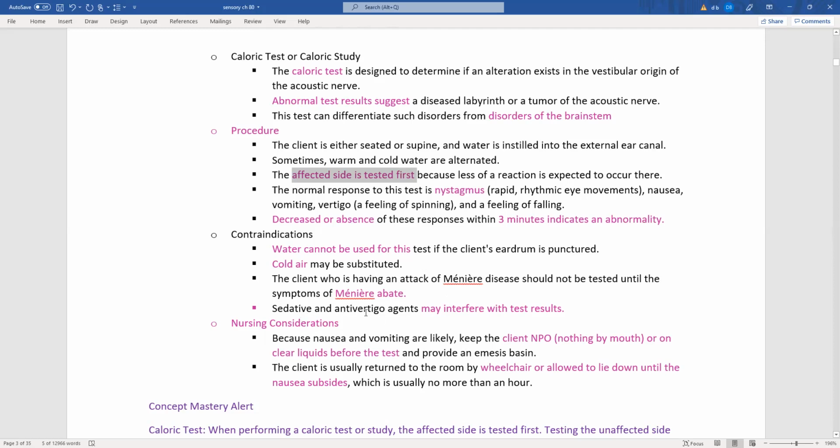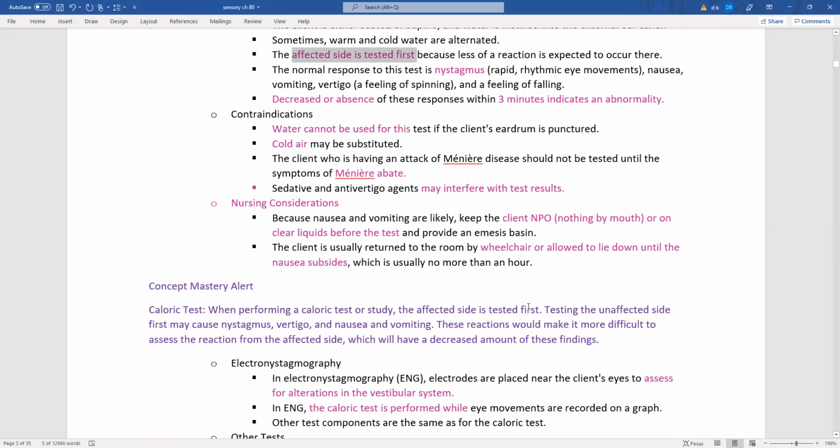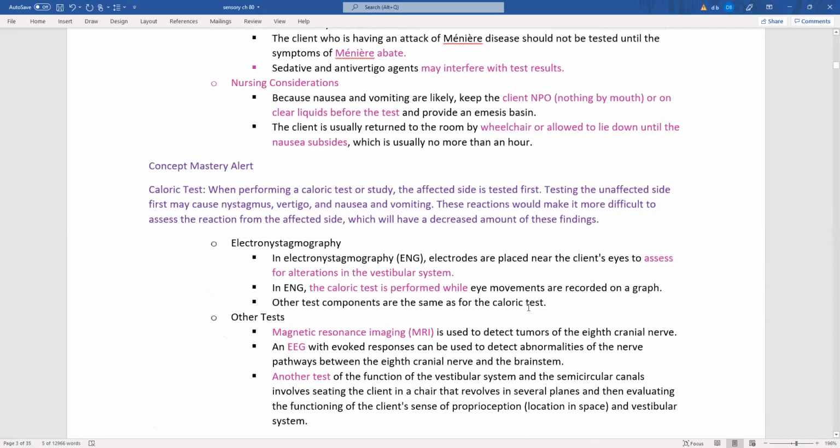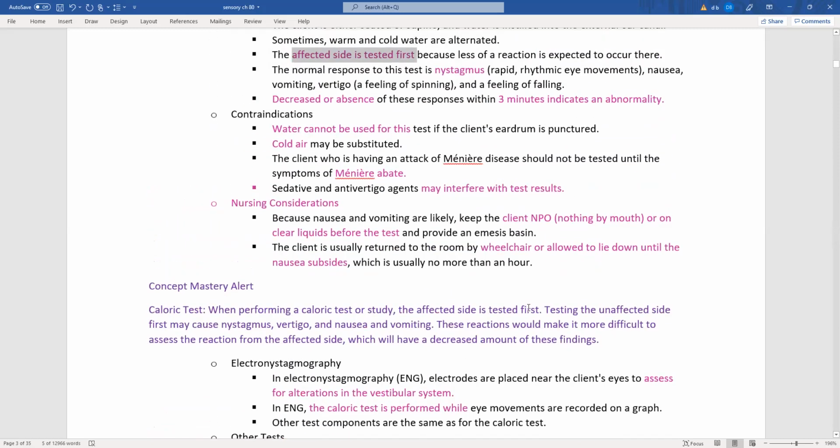Sedatives and anti-vertigo agents may interfere with test results. So you need to ask your patient before you come in and do this test. I don't know how many hours they should not take it; we're going to keep going to see. They shouldn't take a sedative or anti-vertigo medication. So we have to find out, because sedatives and anti-vertigo agents are going to interfere with the test.